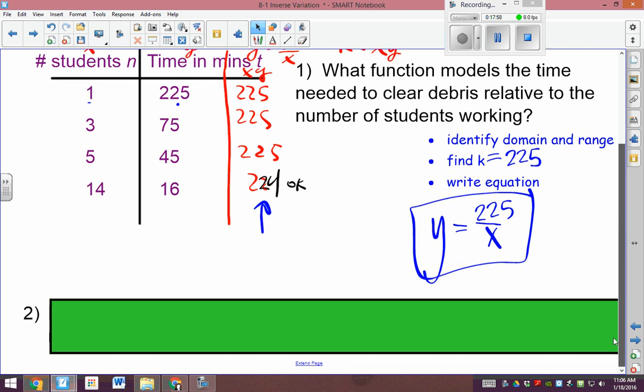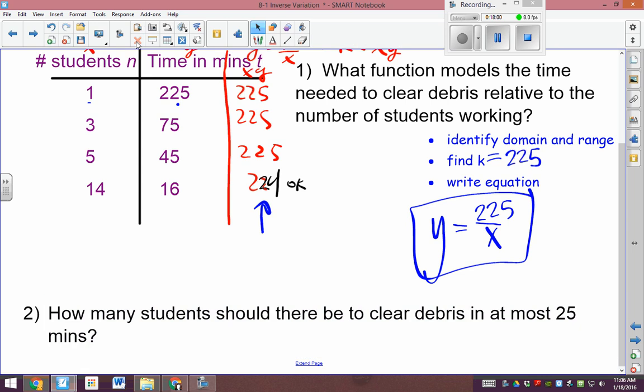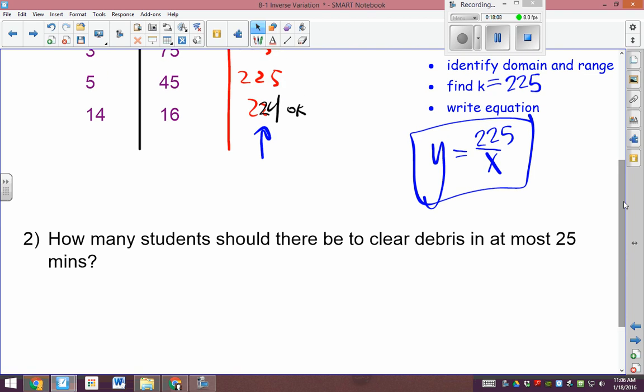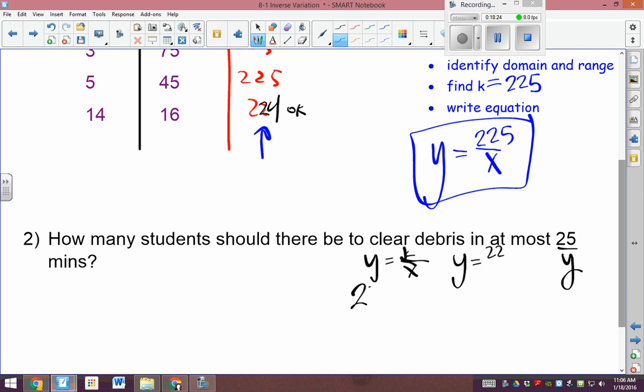So now we're going to use it. How many students should there be to clear debris in at most 25 minutes? So minutes was our y, so since they gave us minutes, we put that for y. Y equals k over x, and in our situation, that's y equals 225 over x. So 25 equals 225 over x.